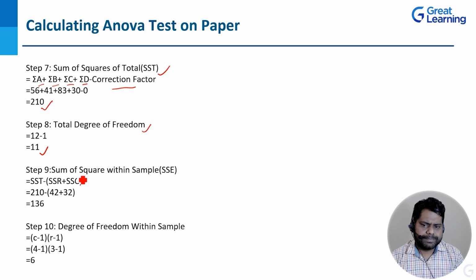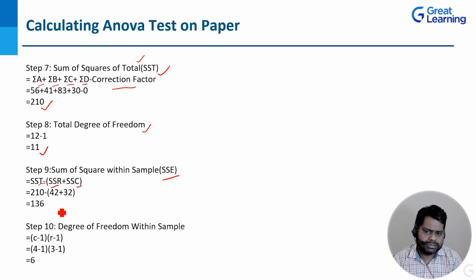Now let's calculate the sum of squares within the sample, or SSE. So SSE is nothing but SST, the sum of squares of total, minus SSR, the sum of squares of rows, and sum of squares of columns. So 210 minus 42 minus 32 will become 136. Now next step, we will calculate the degree of freedom within the sample. Our formula is column minus 1 multiplied by row minus 1. That is 4 minus 1 into 3 minus 1, which becomes 6.